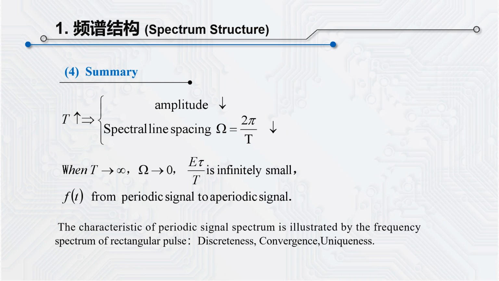For the time domain signal, as T goes to infinity, f(t) goes from a periodic signal to an aperiodic signal. At the same time, the frequency spectrum of the rectangular pulse signal also shows that the spectrum of a periodic signal is discrete and convergent.